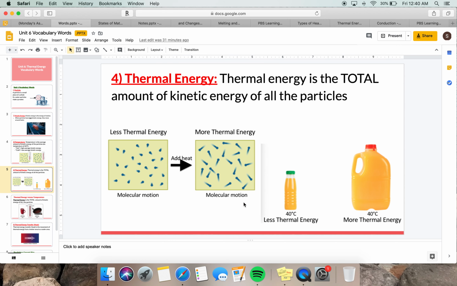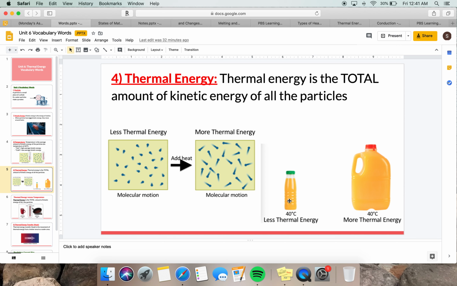So, if you look over here, both of these orange juice containers are 40 degrees, so their temperature is the same. That means that the particles in both of these containers are moving on average at the same speed. They have on average the same kinetic energy. However, this bottle of orange juice has less thermal energy. And why is that the case?